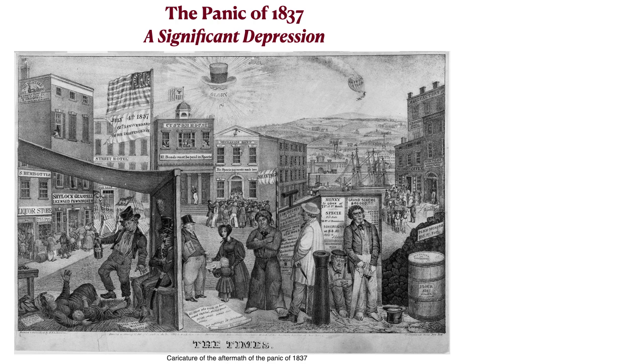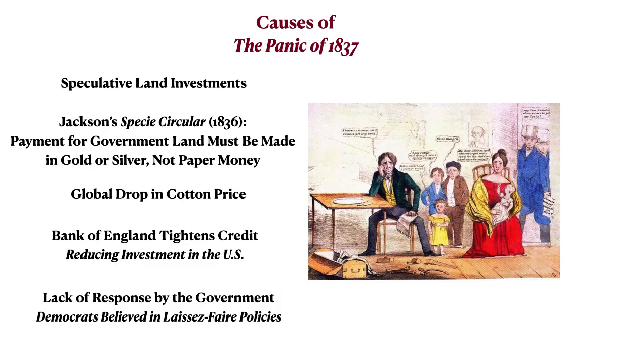Here's an illustration showing the difficulties. As far as the causes, as was true for other economic panics during this period, like the one of 1819, speculative land investments in the new lands along the frontier was a big issue. There was a sort of a big boom in land, and the market would often get a little bit out of control. Andrew Jackson had also issued a directive stating that payment for government land, and these lands were sold.